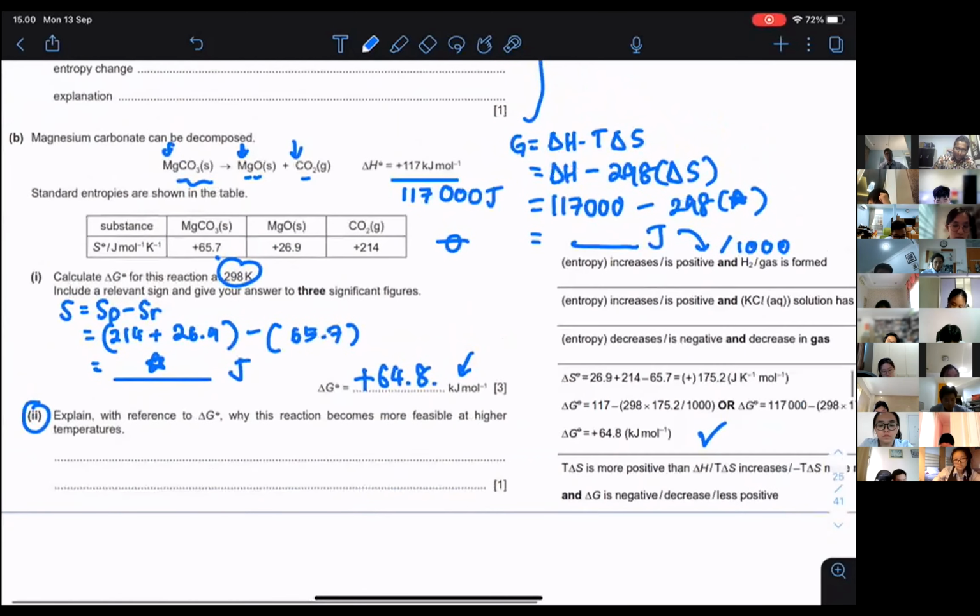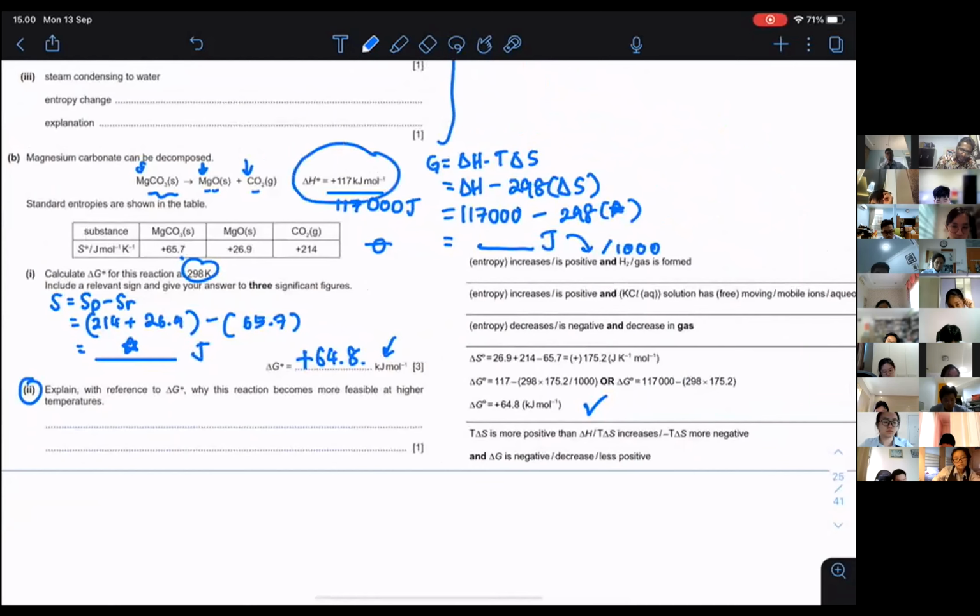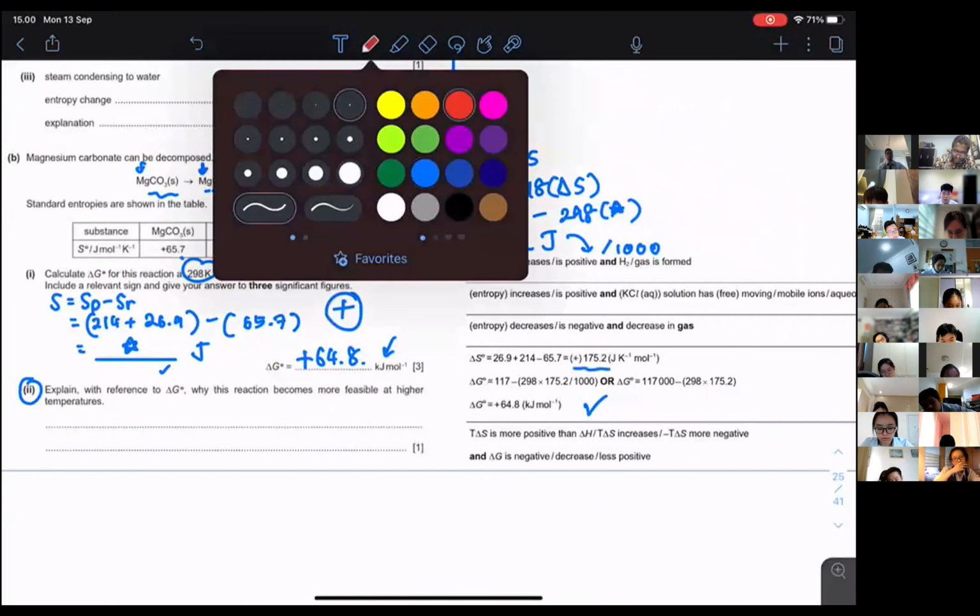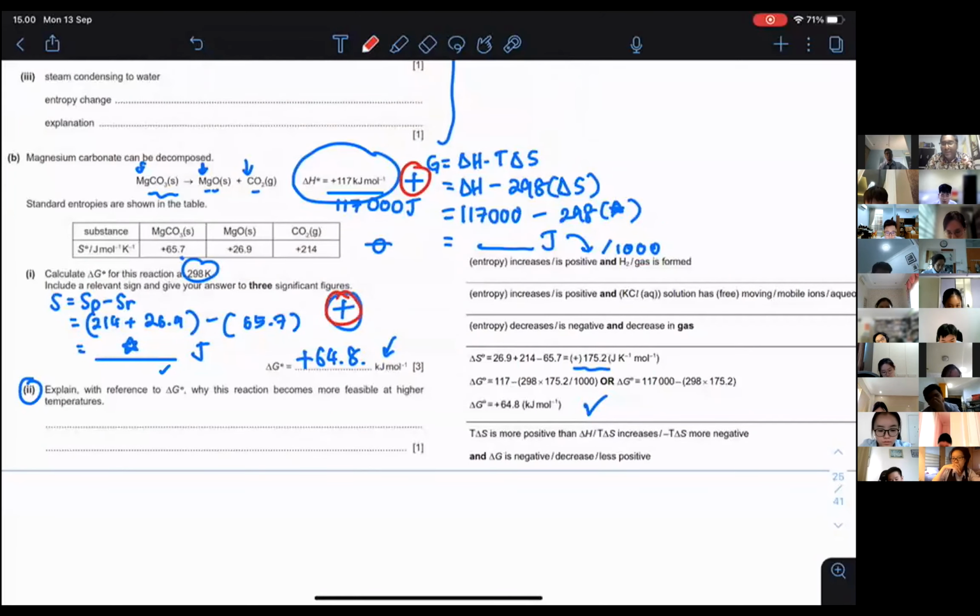You see here, this delta H is going to be positive. This Gibbs free energy is positive. Actually, no need to worry about this Gibbs free energy. You just need to worry about this value, entropy. The entropy is going to be positive. So you see, positive and positive, same sign. A little bit difficult, but it's okay.